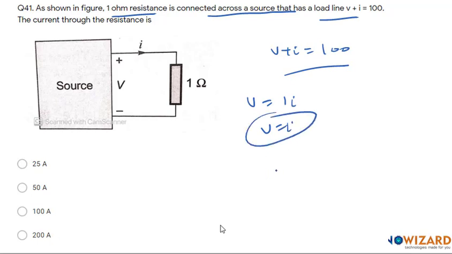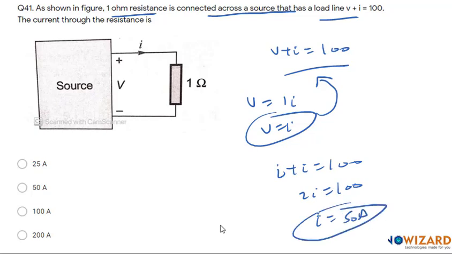Okay, now V equal to I, I am putting this equation in the first equation, that is I plus I is equal to 100. Therefore 2I is equal to 100. I will be equal to 50 ampere. This is the easiest question in the paper. But many students have left this question because of this circuit. But easily you can do this question by this. I equal to 50 ampere, that is option B is the correct answer.